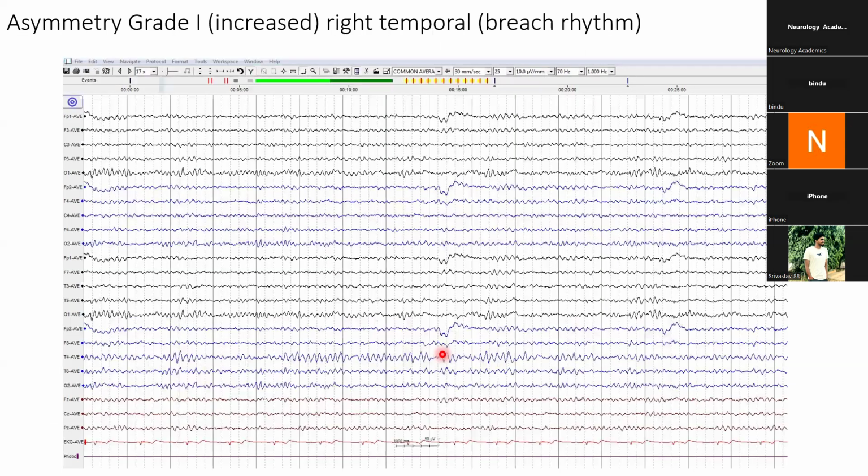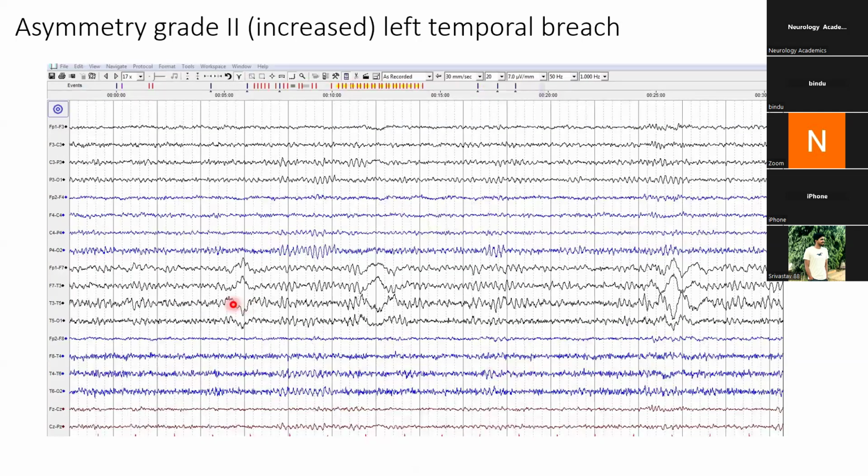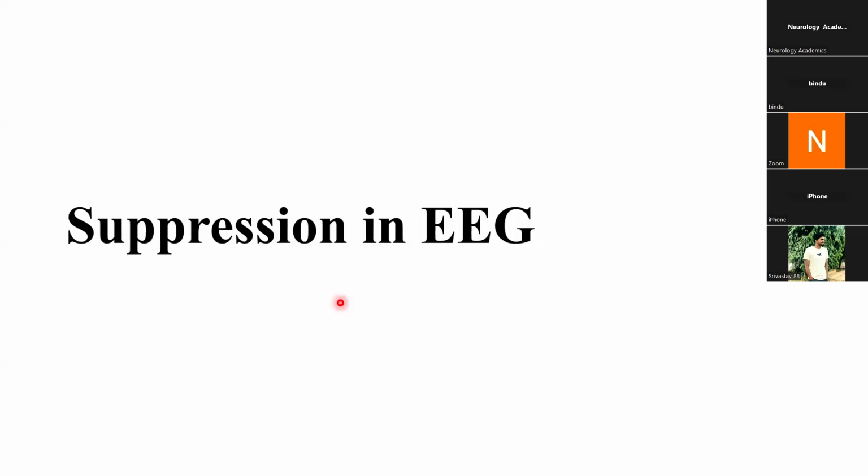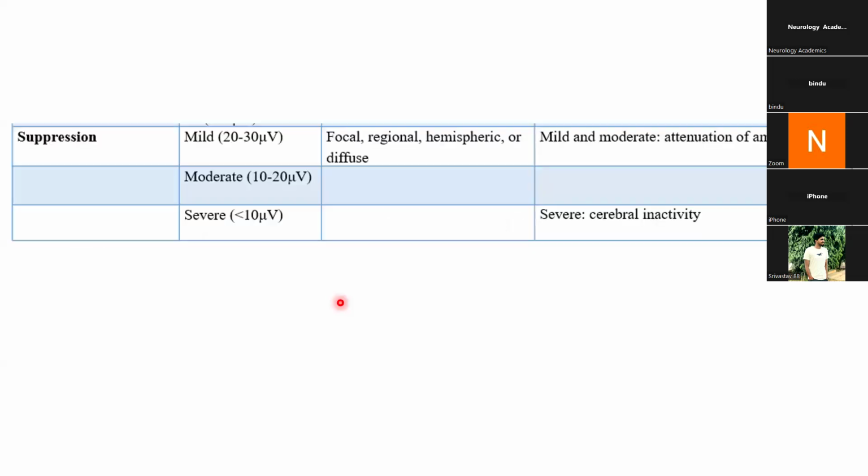The same here also, asymmetry seen in the right temporal, that is grade 1 increased breach rhythm. Here we can see there is an increased amplitude in the left temporal with a high amplitude, and also there can be seen some intermittent slowing. Here compared to the right hemisphere, there is an asymmetry, that is grade 2 increased in the left temporal breach rhythm. So coming to the last topic, that is suppression in EEG.